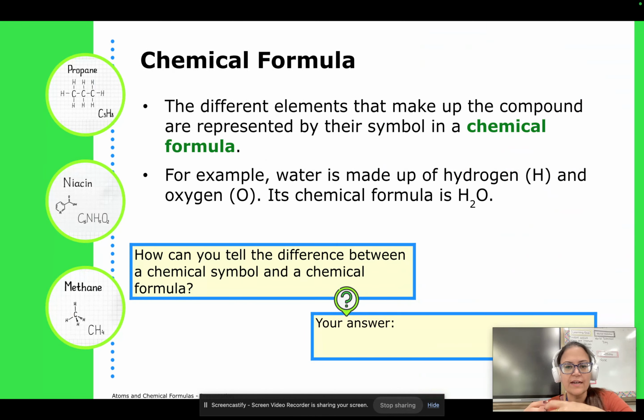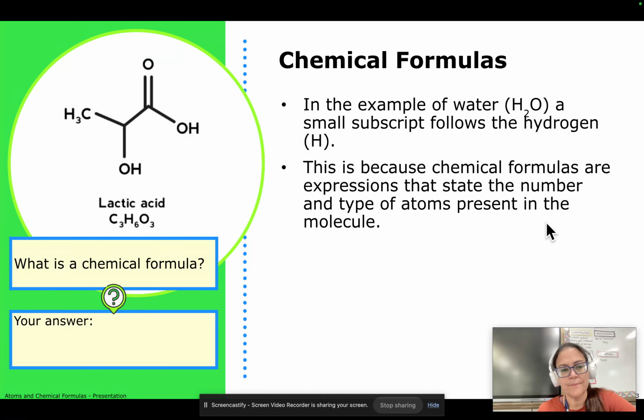So chemical formula: the different elements that make up the compound are represented by their symbol in a chemical formula. For example, water is made up of hydrogen, H, and oxygen, O. Its chemical formula is H2O. This question is asking, how can you tell the difference between a chemical symbol and a chemical formula? A chemical symbol will only ever have one capital letter, and a chemical formula could have 10, 12, 15 capital letters. It will have multiple capital letters, and it might have some numbers in there. Elements will only ever have one capital letter, which is the chemical symbol.